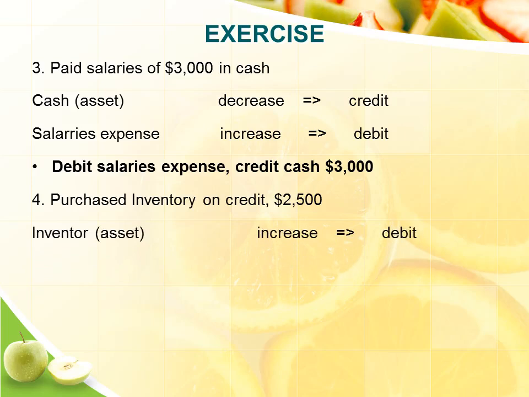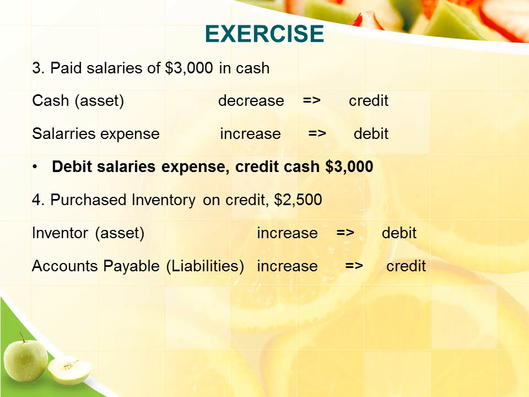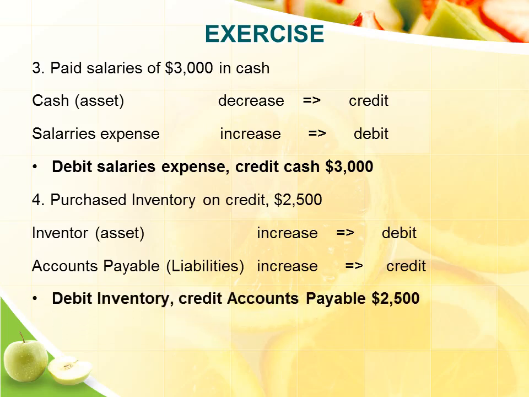And we purchase inventory, so inventory increases. Inventory as an asset increases, we debit inventory. Accounts payable is classified as liabilities, so when liabilities increase, we credit accounts payable. And the entry is debit inventory, credit accounts payable, $2,500.